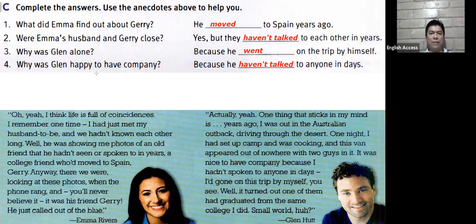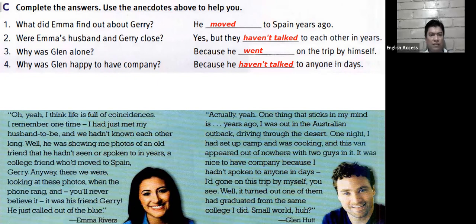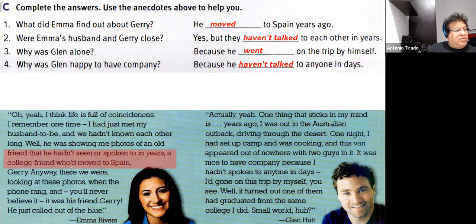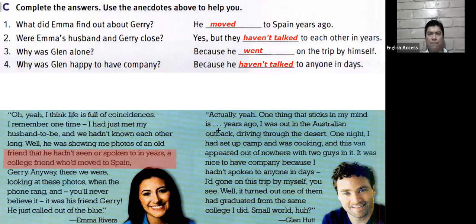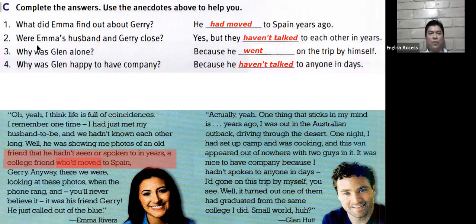What did Emma find out about Jerry? She showed me photos of an old friend that he hadn't seen or spoken to in years, a college friend who had moved to Spain. So, who had moved? Yeah, they're using past perfect in all the sentences. Had moved to Spain. Number two, were Emma's husband and Jerry close?